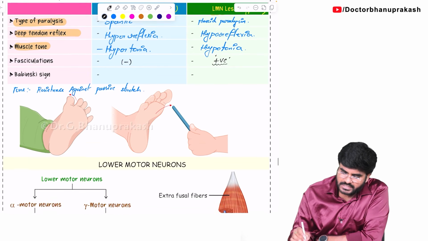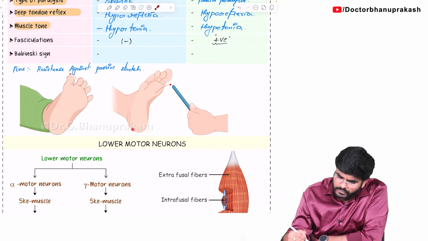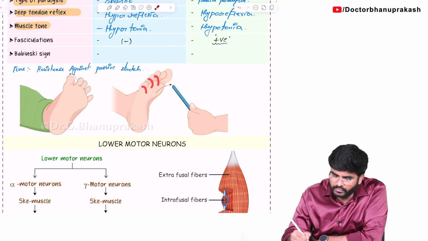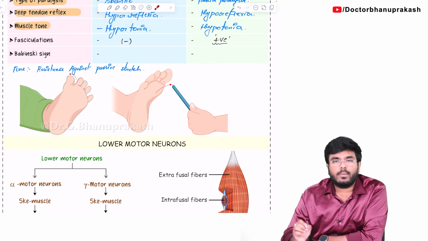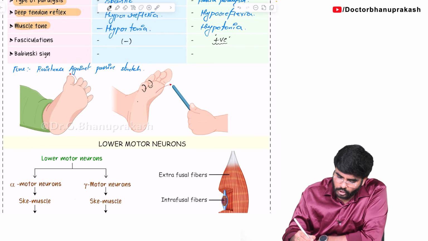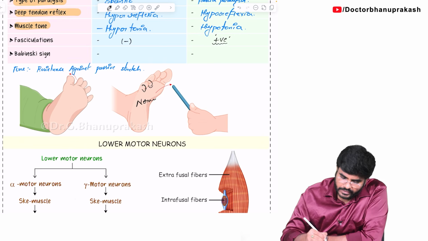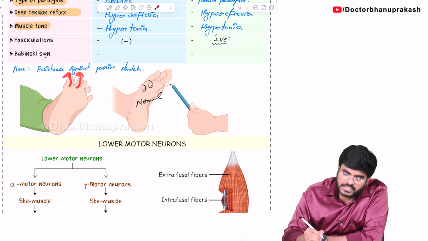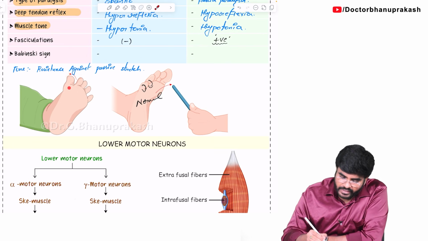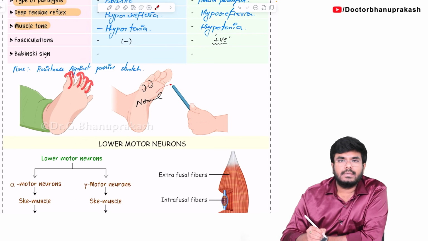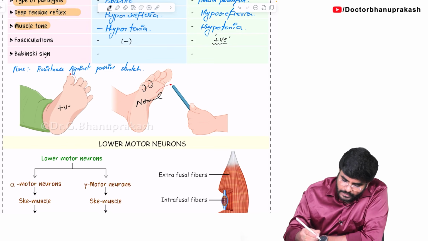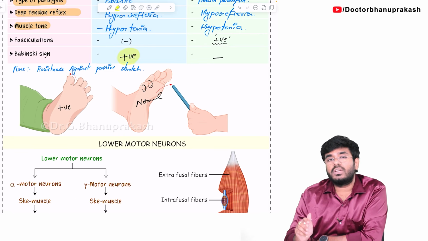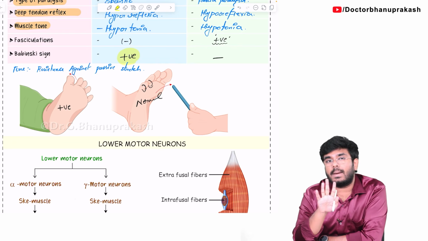And what about the Babinski sign? See, when you take a sharp object and strike on the sole of the foot, the toes will normally flex. The flexing of the toes is normal. But when you strike on the sole and the toes extend, especially the big toe extending back, that is called a positive Babinski sign. The positive Babinski sign is seen with upper motor neuron lesions, meaning upgoing toes. If the toes go up, it's an upper motor neuron lesion.